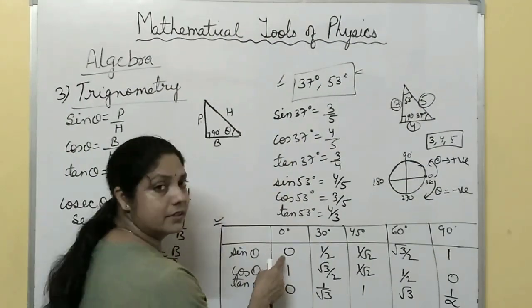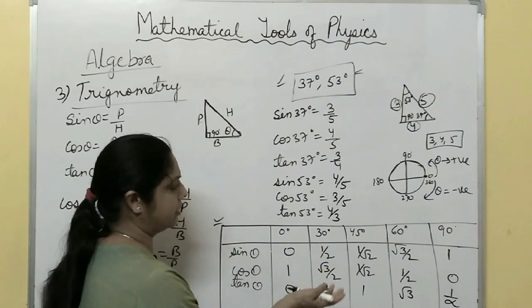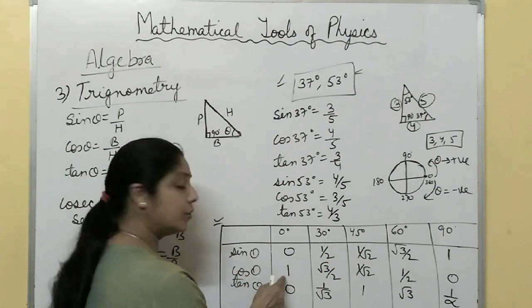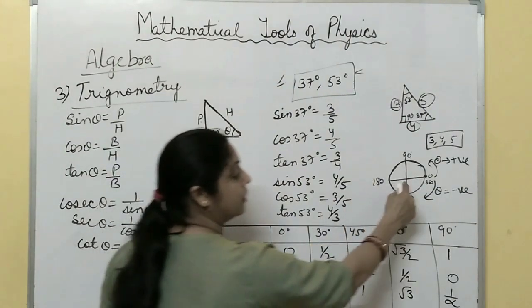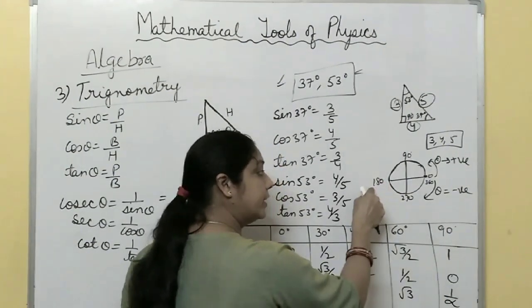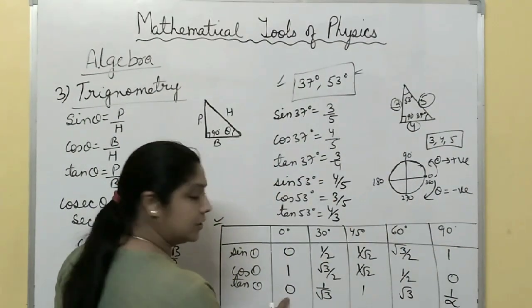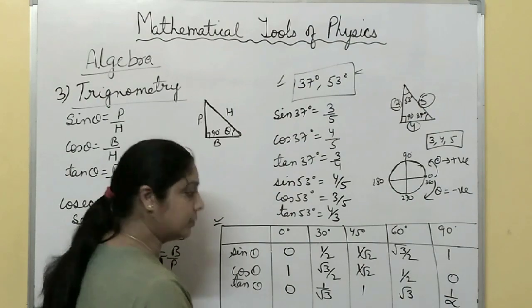Sine 0 is what? 0. So sine 180 is also 0. Cos 0 is 1. So cos 180 is minus 1, so it is on the negative side. Tan 0 is 0, so tan 180 is also 0.